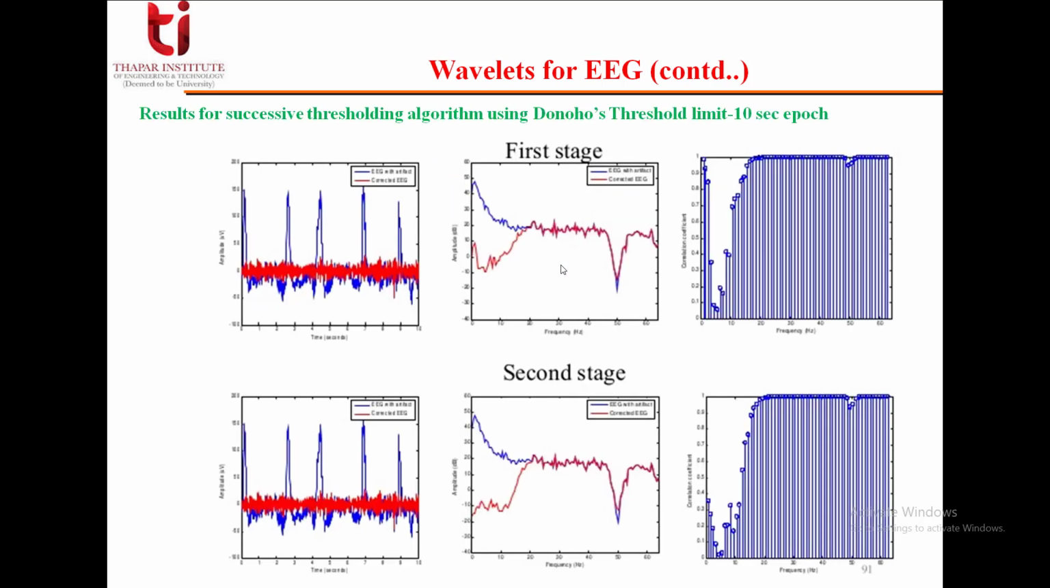Now we'll see different results that are proposed in the papers. So this figure shows the results for the successive thresholding algorithm using Donoho's threshold, and we are considering 10-second epochs. You can see this is the first stage, and this is the second stage. We are removing more epochs by using a number of stages. The blue line is the EEG with the artifact, and the red line is the concatenated EEG signal.